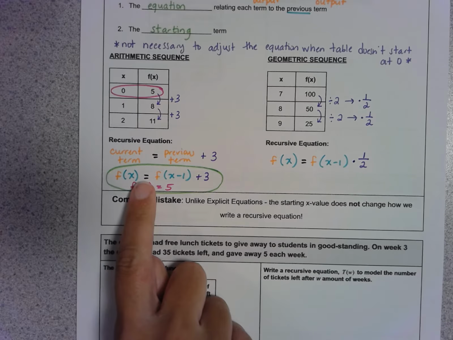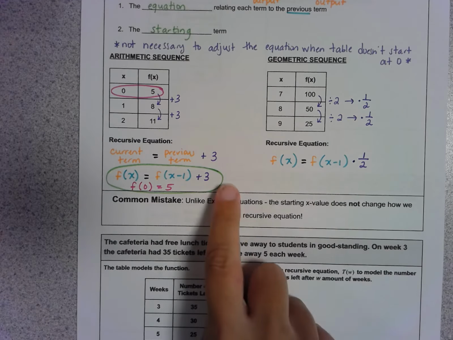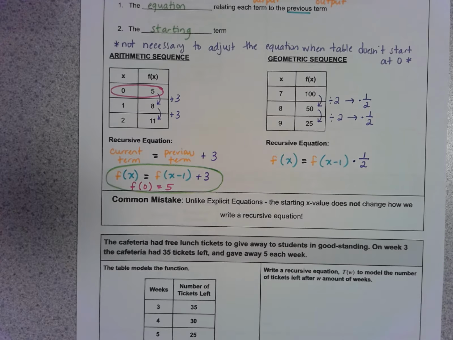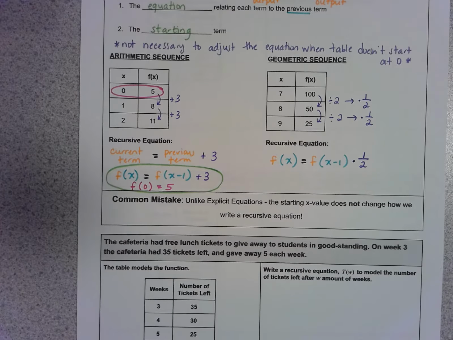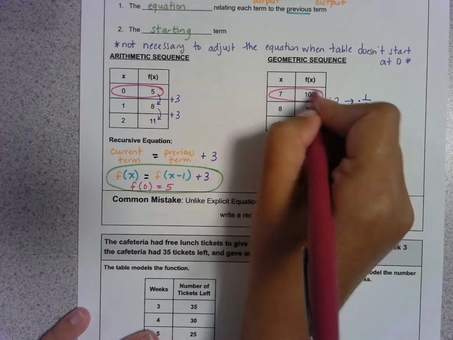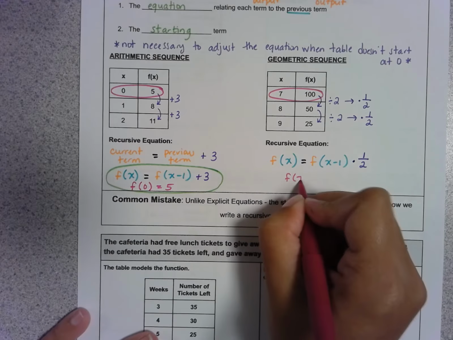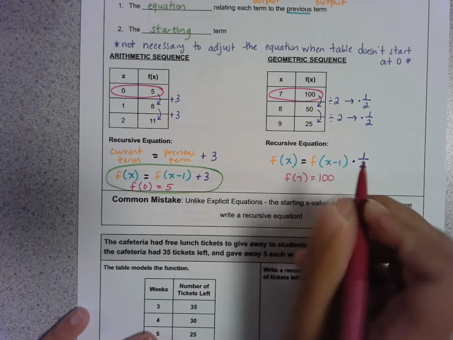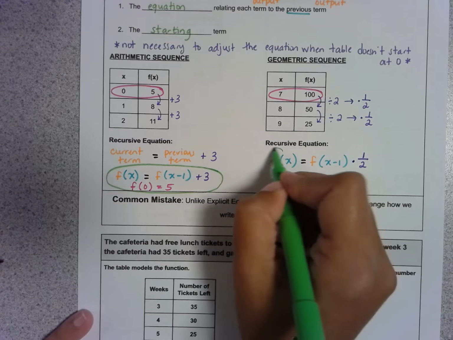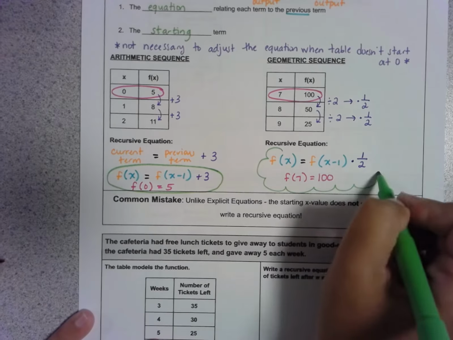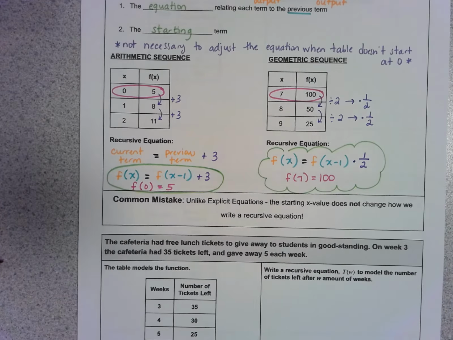You'll notice the only difference between this equation and this one is the pattern at the end. Every recursive equation is going to start the same way. But I also need to specify where to start. So I'm going to say f of 7 equals 100. And again, I need both parts of this equation in order to have a complete recursive equation.